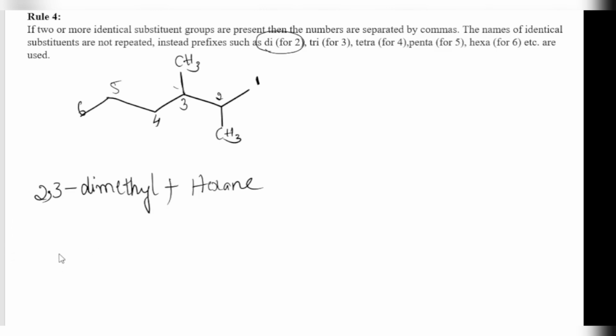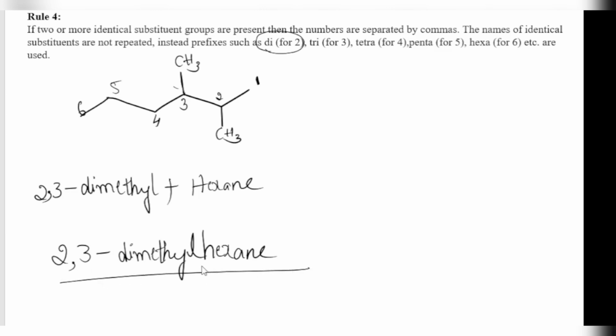Like this. Now if we want to write the full name, we will write it as 2,3 hyphen dimethyl, without any space, hexane, like this. 2,3-dimethylhexane is the IUPAC name for this particular compound. Now we'll move on to the next example. The more examples we practice in IUPAC naming, the more we will understand.